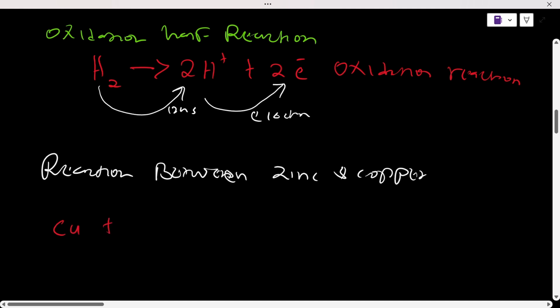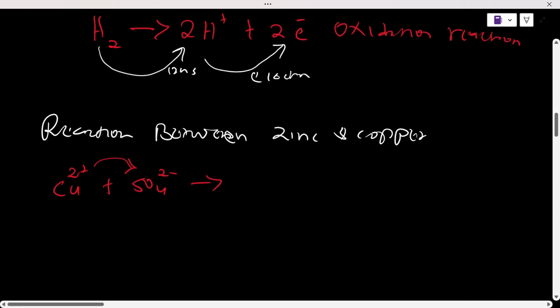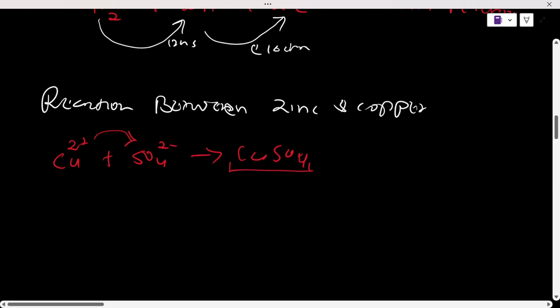is reacting with the sulfate. Because copper is too positive, for us to form sulfate, copper will give sulfate the two electrons it needs to form copper sulfate. Now, this solution is always blue in color.